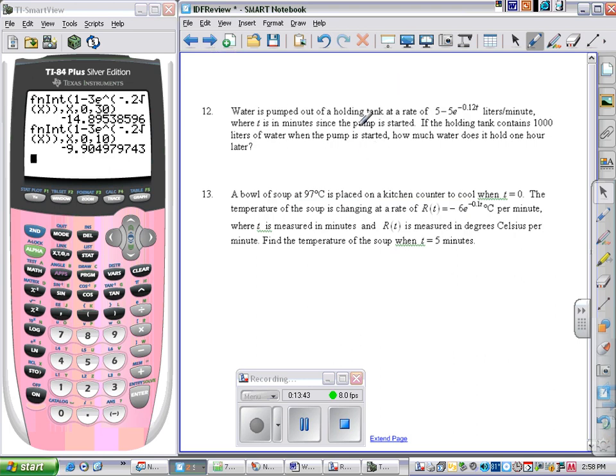Okay, number 12. We have water being pumped out, and to figure out how much water it holds 1 hour later, we start with 1,000, and we're losing this amount of 5 minus 5e to the negative 0.12t dt. So 1 hour later, this is measured in minutes, so we need 0 to 60. So put this in the calculator again.